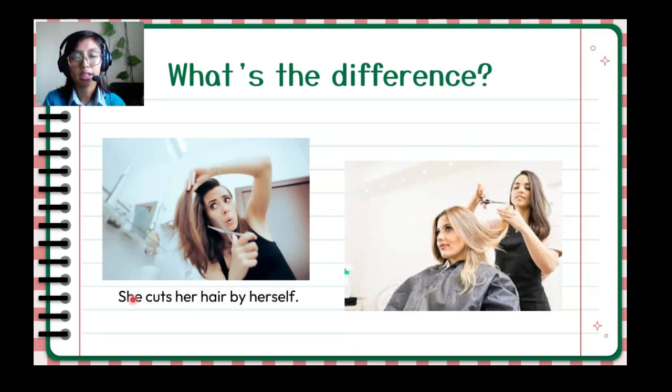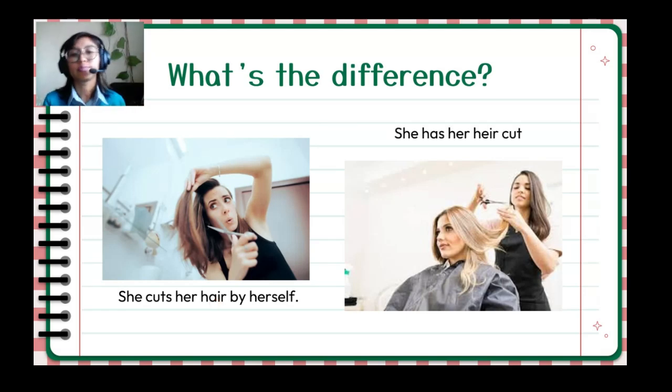For example, here, she cuts her hair by herself. So we already know a little bit about these reflexive pronouns. So this girl is doing this action without any help from her own position to her own hair. So the subject and object are the same person. So we're very specific saying she cuts her hair by herself, or she cuts her hair. When we say she cuts her hair, we know that she's doing the action.